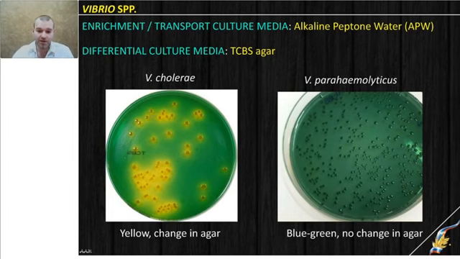So initial culture is green. If Vibrio cholera will grow, you will have yellow colonies, and agar around colonies will change the color into yellow as well, while other Vibrios such as Vibrio parahemolyticus will remain blue or transparent without any changes in agar, and you can identify that extremely dangerous bacteria even by growing on culture media without some additional tests.